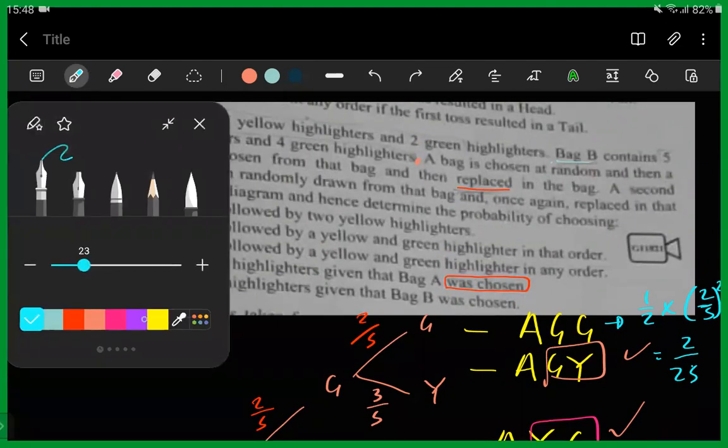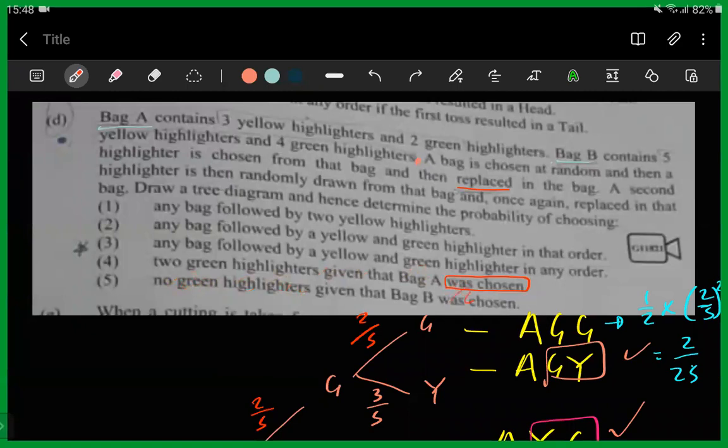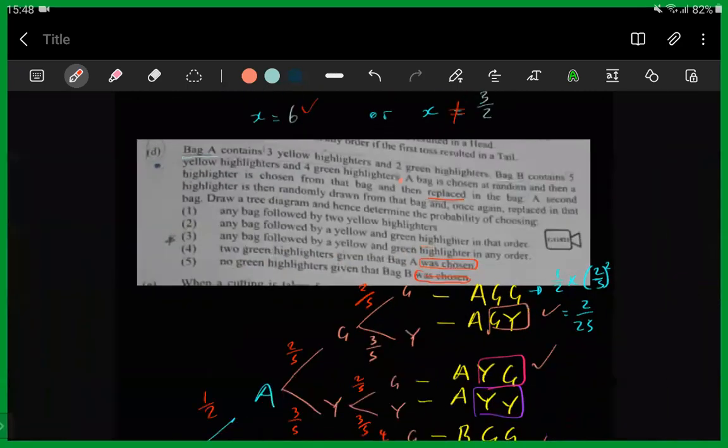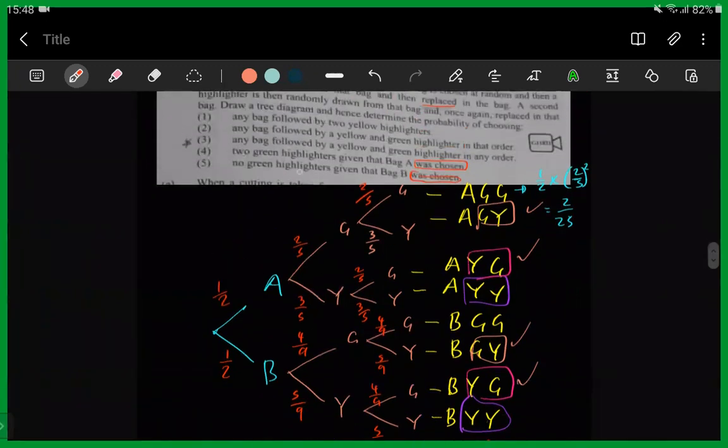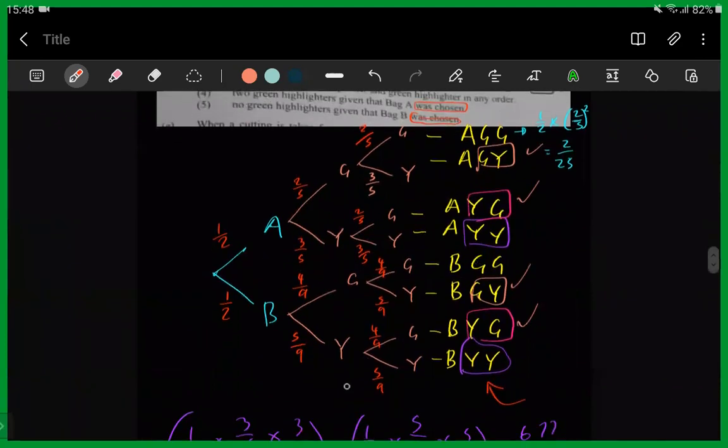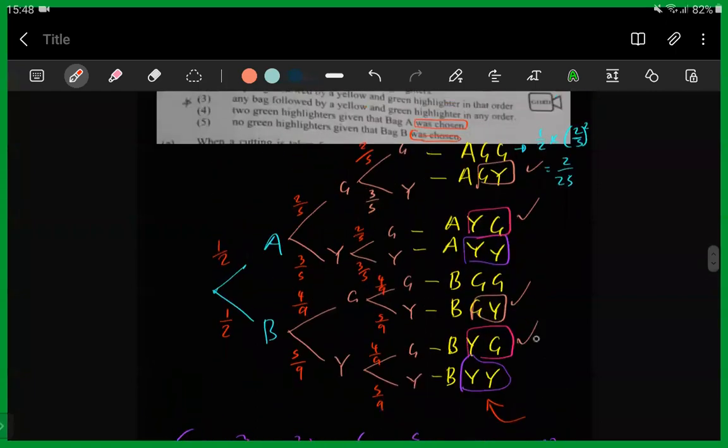Let's do this one and see what the back says. So if they're saying no green highlighters given that bag B was chosen, let's look at where bag B is and no green highlighters. We have this scenario only, the scenario where it's no green highlighters from bag B. So that's going to be a half times this times this. Let me see what that is in the calculator, and then you can check what that is in the back. In the calculator, this would be 5/9 squared times a half. This is giving 25/162. What does the back of the book say?